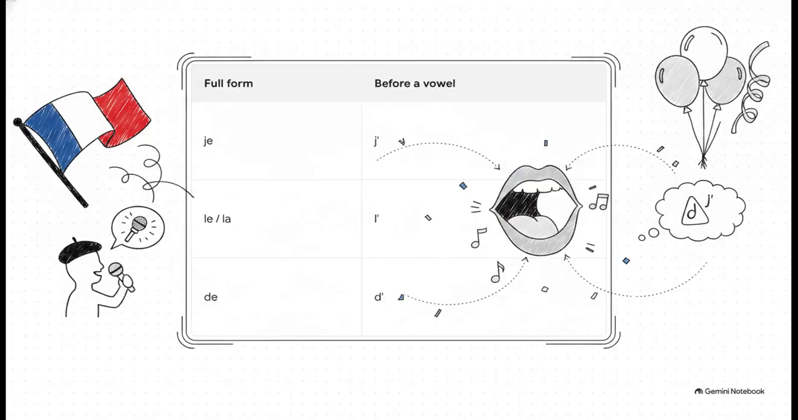So, which words actually do this? When you look at them, the pattern is pretty obvious. Take the pronoun je, meaning I. It just drops its e and becomes j'apostrophe. The definite articles le and la drop their vowels to become l'apostrophe. And the preposition de, meaning of or from, becomes d'apostrophe. You're basically just clipping off the vowel, slapping on an apostrophe, and connecting it right to the next sound.